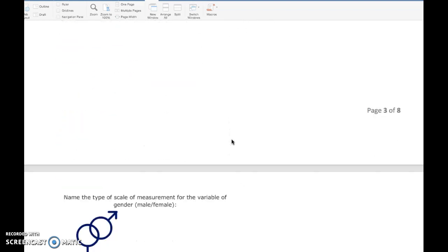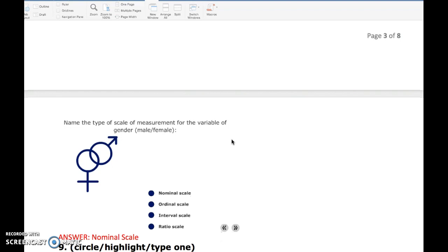So avoid that mistake. Name the scale of measurement for the variable gender. Male, female. This is a nominal scale variable, or a level of measurement nominal. Nominal meaning name or a category. So it actually matters very much how we measure data because it gives us different statistical power.